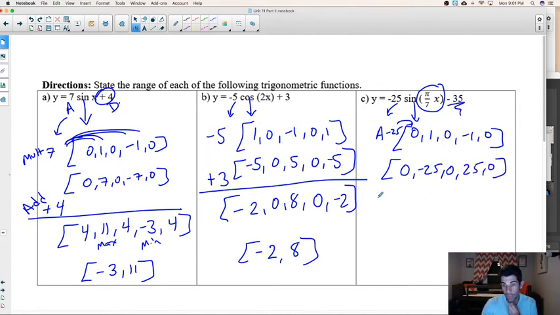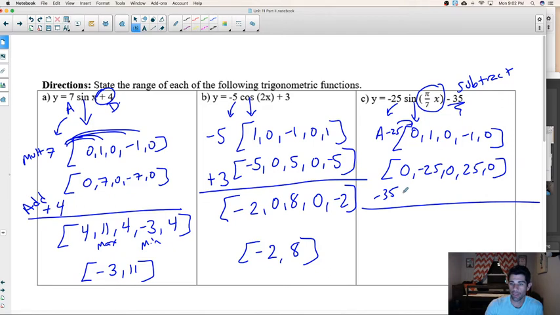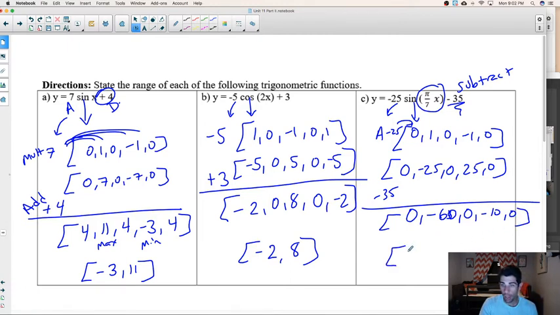Now you're going to take your shift, and in this case you're going to subtract since it was negative. So now you're going to have 0, negative 60, 0, negative 10, and 0. So the lowest point was negative 60. And your highest point was negative 10. And that, if you're using your calculator, would have thrown you off a little bit.